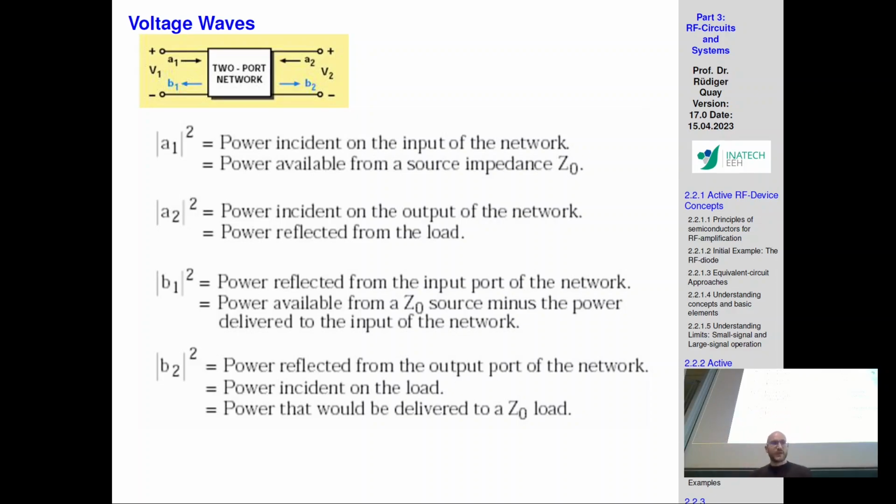Why is it being reflected back? Because the source and the input of the two-port device don't have a matching impedance. Then you have the power that is reflected from the input port of the network, or the power available from the Z0 minus the power that has been delivered.